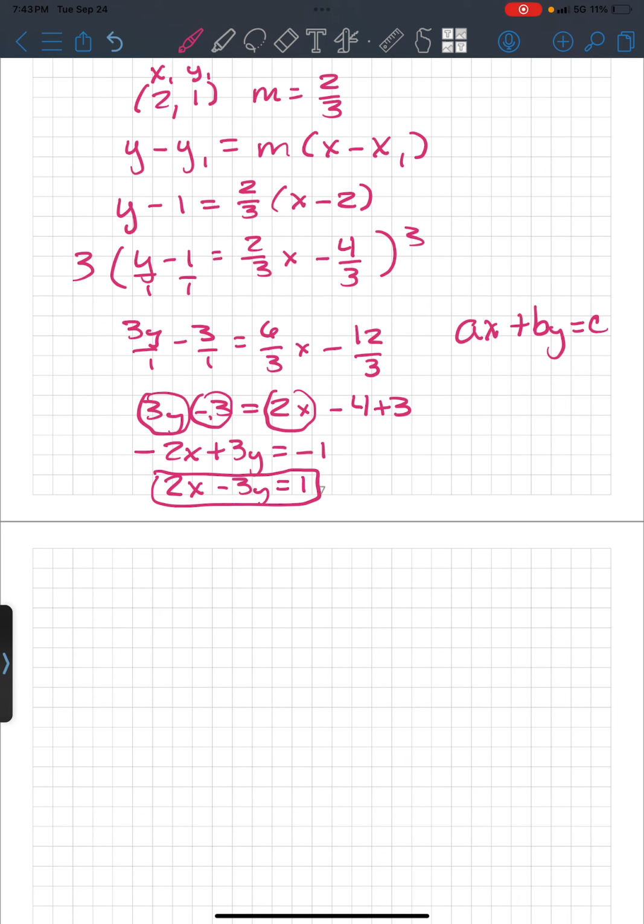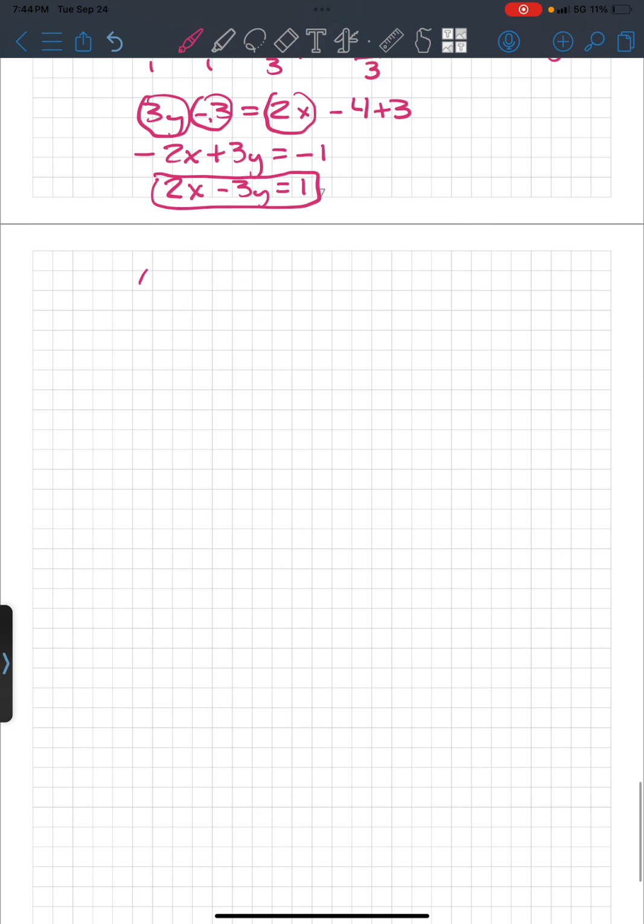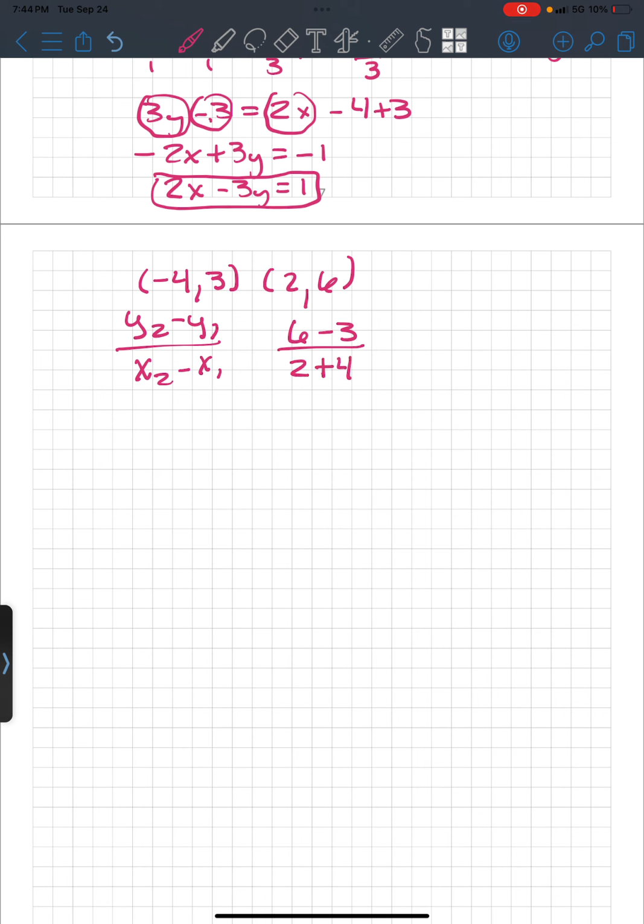In example 3, it's telling you to write it in slope-intercept form. You have 2 points. You have negative 4, 3 and 2, 6. Okay, we need the slope and we need the intercept. Right now we have neither, but we can find the slope very easily by using this formula that we used from last section. So we're going to go 6 minus 3 over 2 plus 4, because minus a negative makes plus a positive.